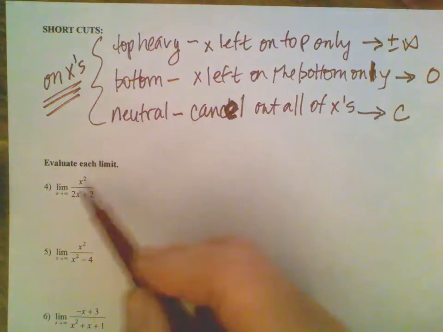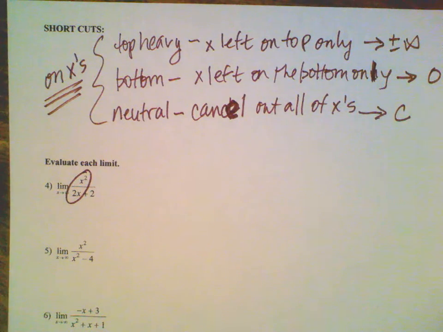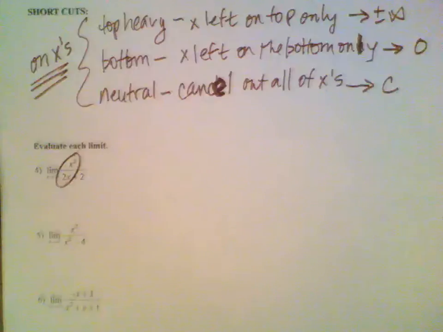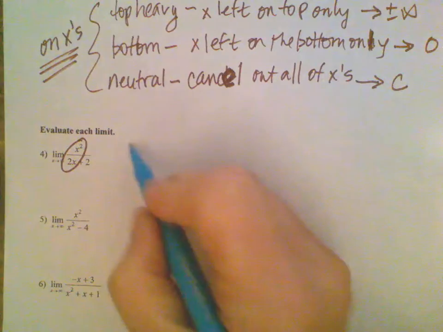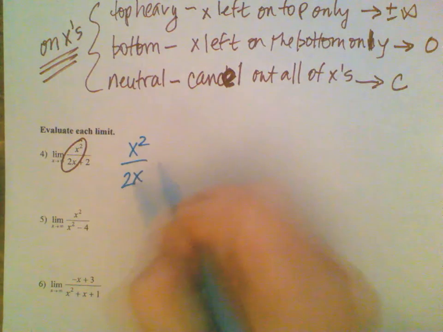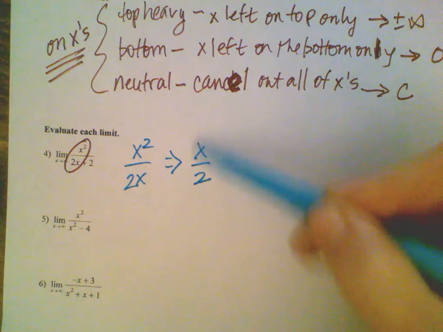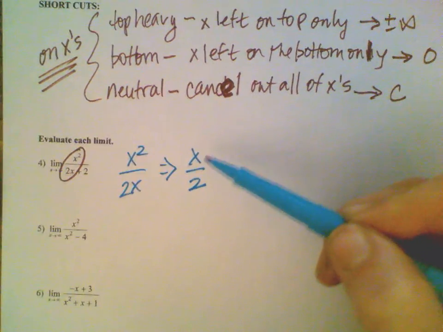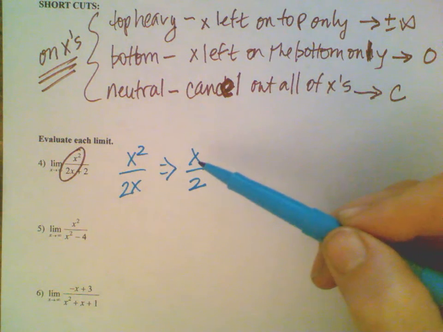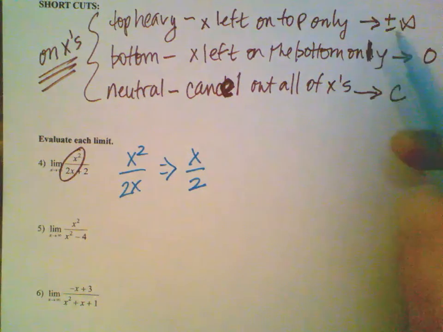Okay, so when I look at this problem, I'm going to go down to the lead terms, rewrite it. This is x squared over 2x. One of the x's will cancel out, so I'm down to x over 2. I call this top heavy. There's a 2 on the bottom, I get it, but x is the one that's going to take control. X is the only part that's going to change. This is top heavy. Because this is top heavy, it's going to approach an infinity.